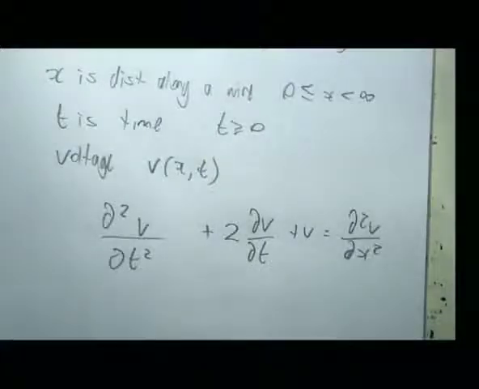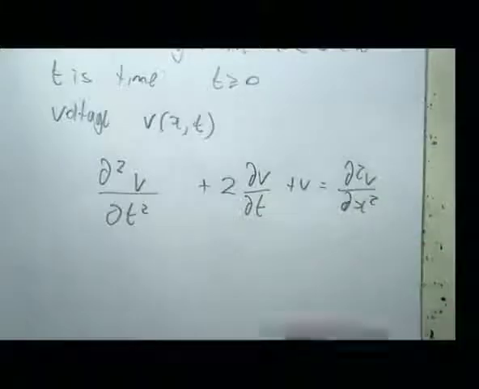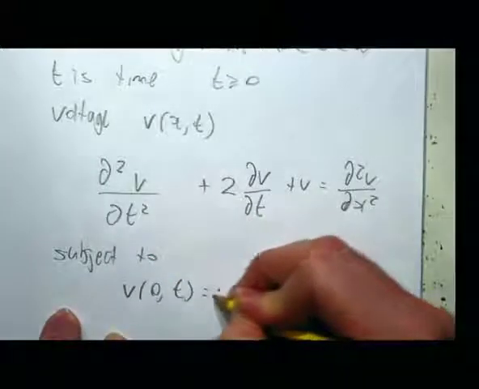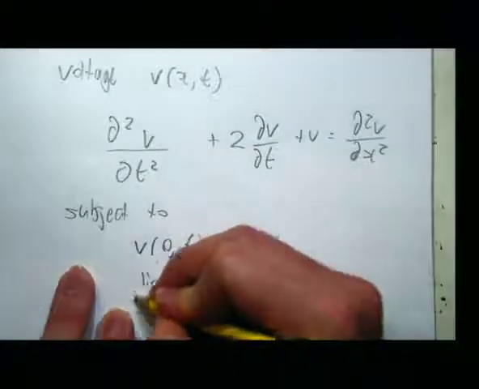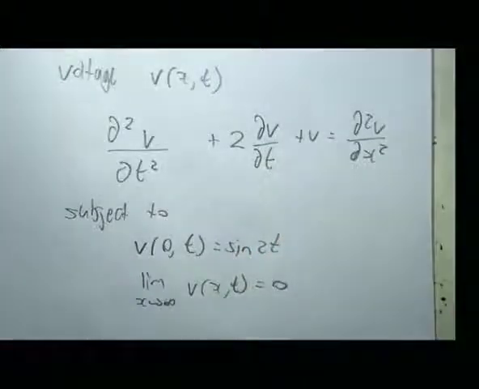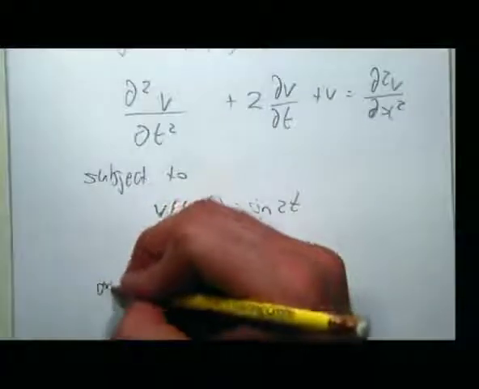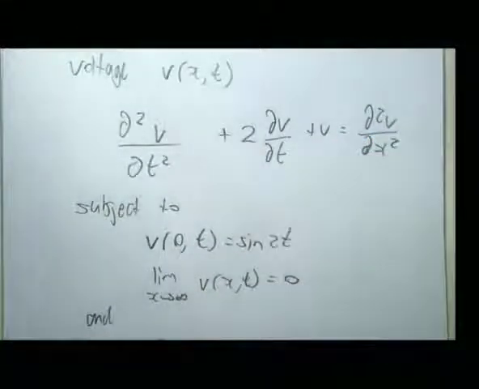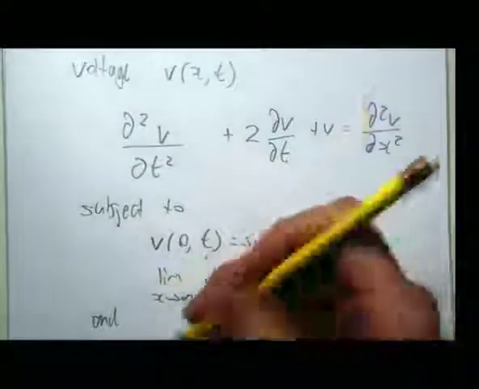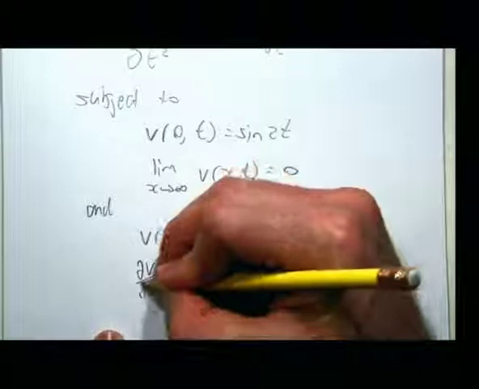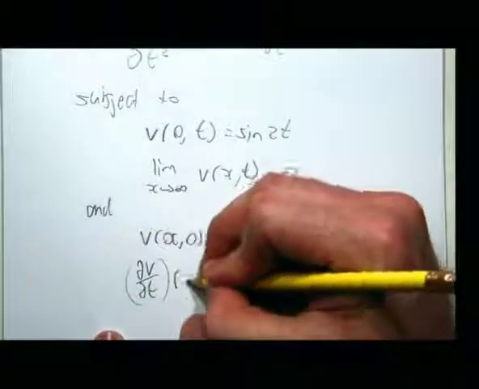Right. All right. Well, I'm going to let people guide me. Subject to V(0,t) is sine 2t, and the limit as x approaches infinity of V(x,t) is 0, regardless of what t is. They were the boundary conditions. And also V(x,0) is 0, I've done them backwards, I'm sorry, and dV/dt evaluated at (x,0) is 0.